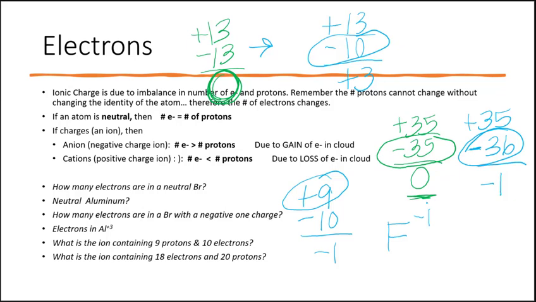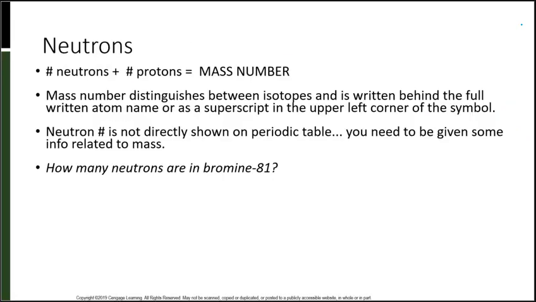What about this one? Which ion contains 18 electrons and 20 protons? Why don't you pause the video here real quick, figure out what is the ion's charge and what element are we talking about? Hopefully you found that 20 protons is calcium. And if I have 20 protons and 18 electrons, I have a +2 charge. Okay, let's move on to neutrons.